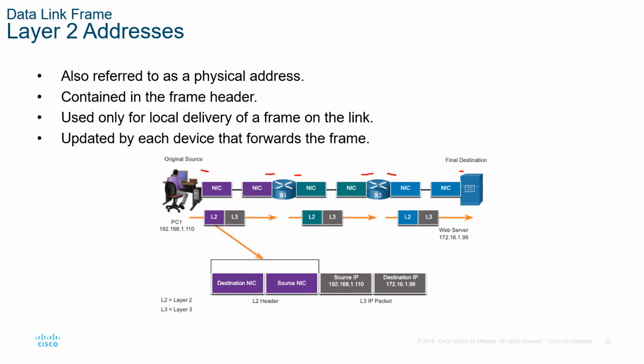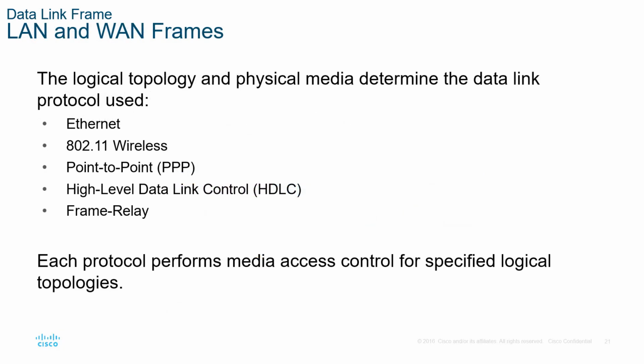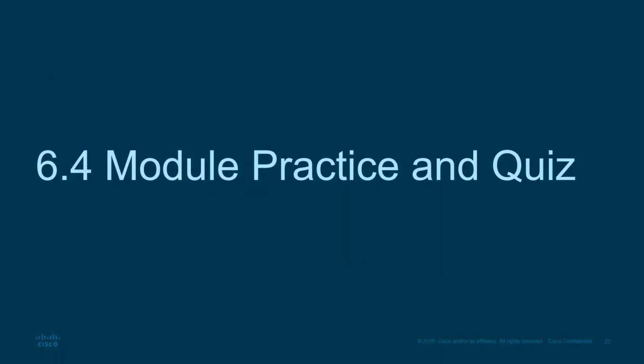Okay, so now that we're talking different types of frames, Ethernet being the most common, what are some others? Wireless, 802.11, uses its own wireless data frame. Point-to-point protocol, high-level data link control, or HDLC, and frame relay. These are just some of the common ones, but realistically, Ethernet and wireless are the most common. And that is it for our data frames.